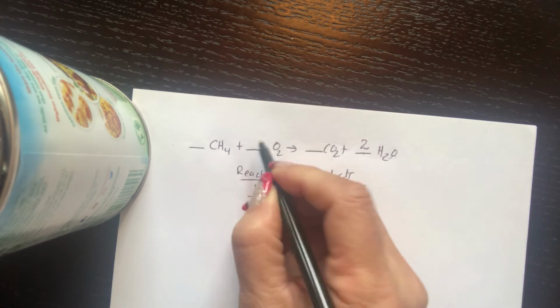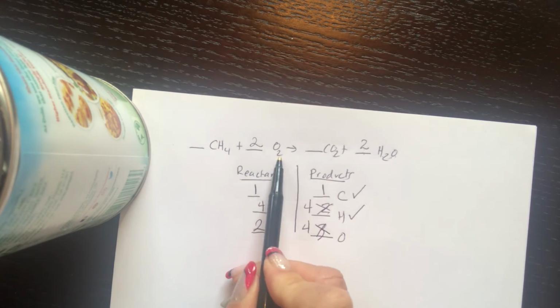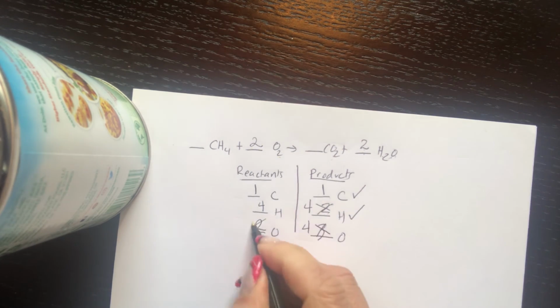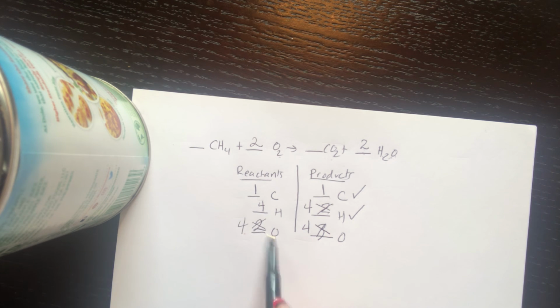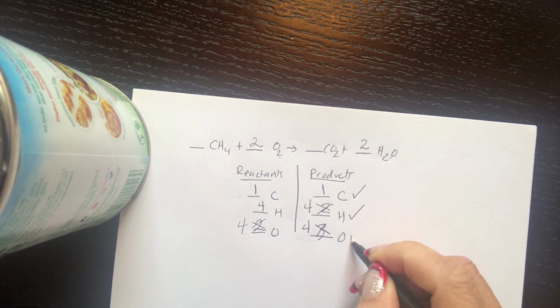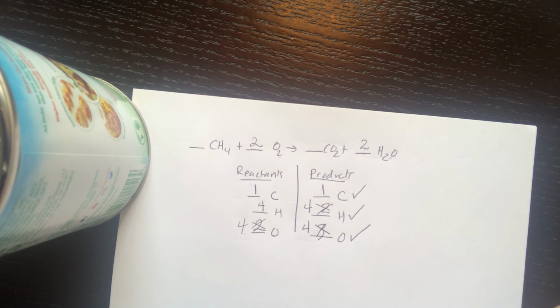If I put a coefficient of 2 in front of O2, I get 2 times 2 is 4. I now have 4 oxygens in the reactants, 4 in the products, and I see that my reaction is now balanced.